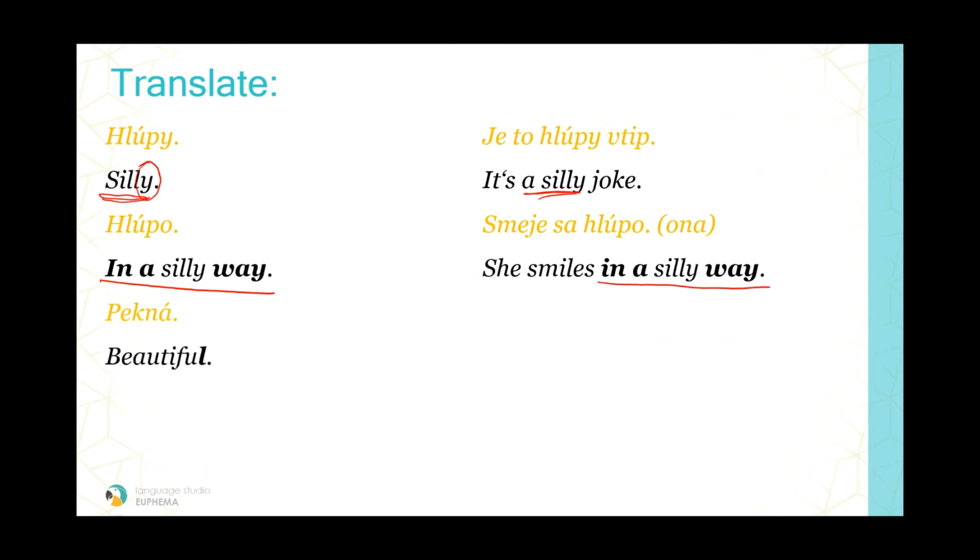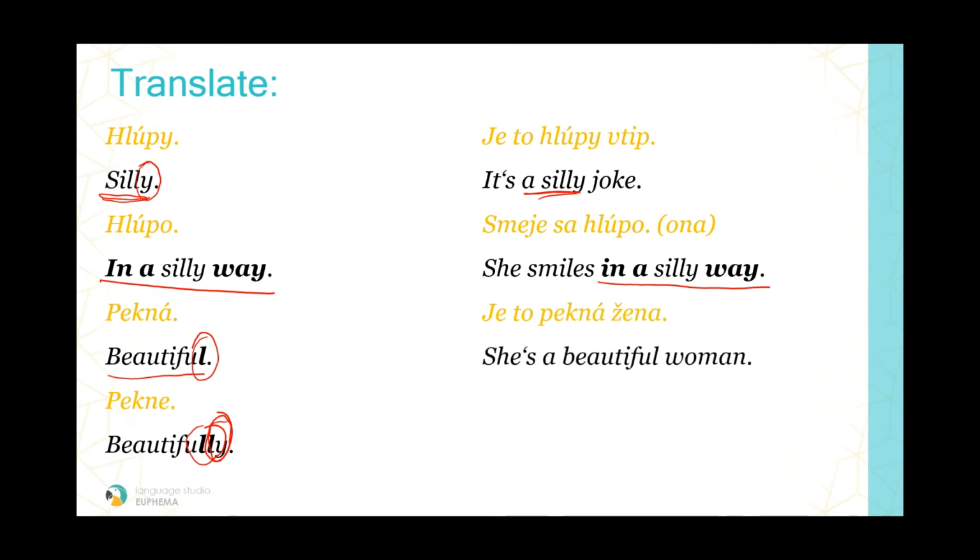Pekná. Beautiful. Pekne. Beautifully. Double L because the adjective beautiful ends in L, plus we have to add ly, so double L is there, right? Je to pekná žena. Translate. She's a beautiful woman. Vyzerá pekne.